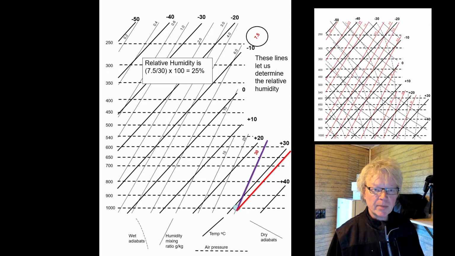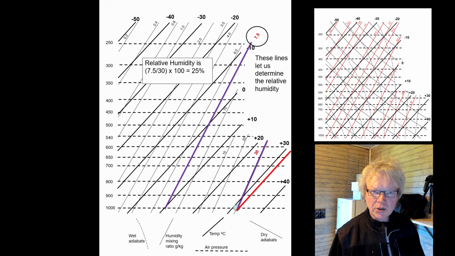What would the humidity be? Well, it would be 7.5 divided by 30 times 100. So it's 25% relative humidity. Okay, that's good. What we can then do is add a line parallel to the humidity mixing ratio lines that shows 7.5 grams per kilogram.